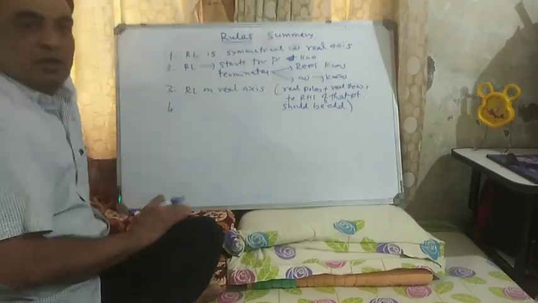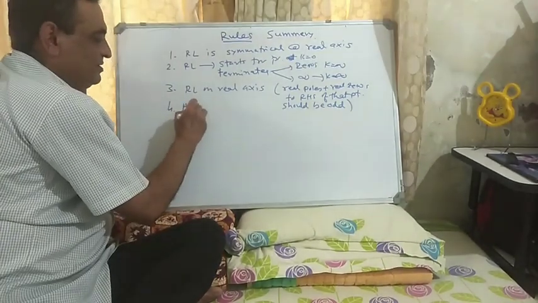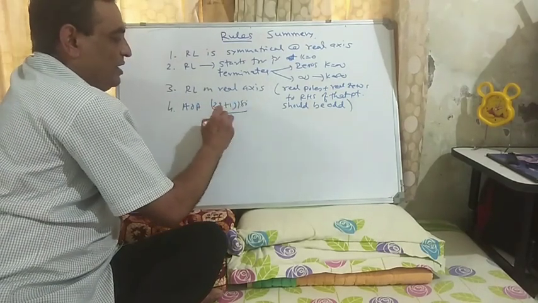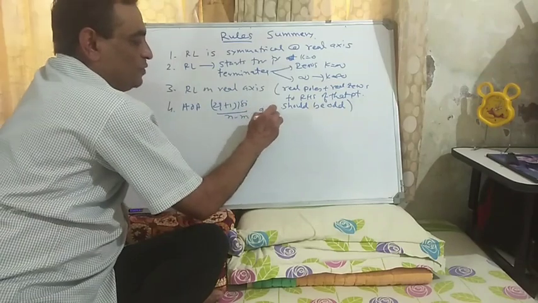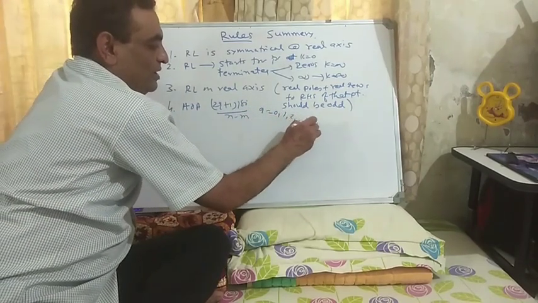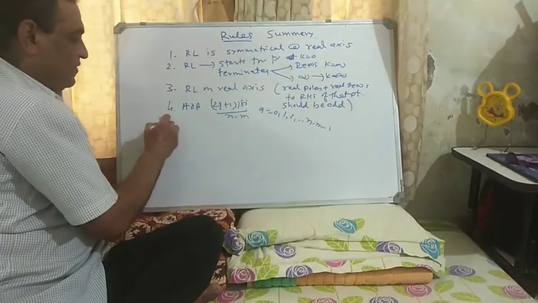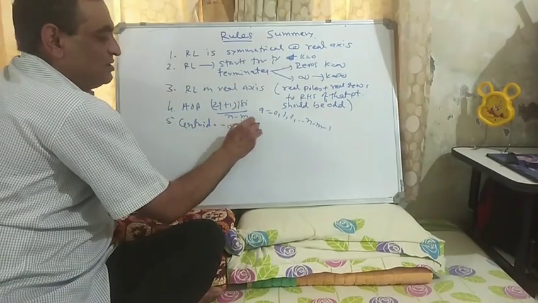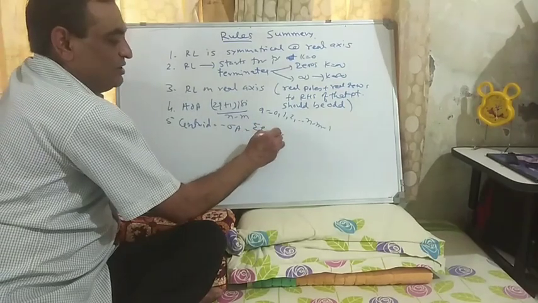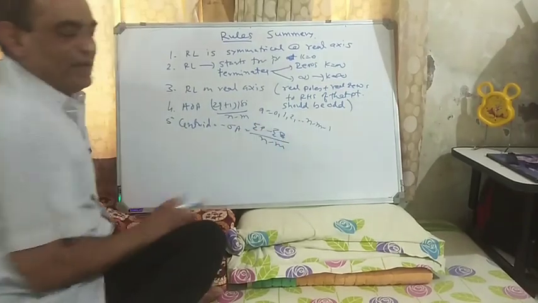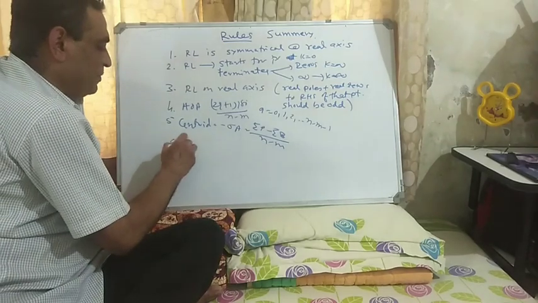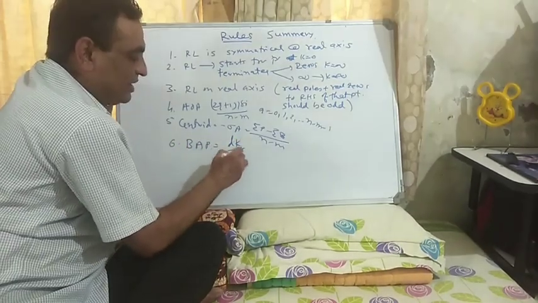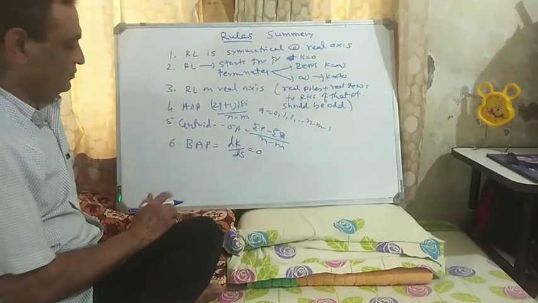Then the angle of asymptotes, that is (2q plus 1) into 180 upon n minus m, where q goes from 0, 1, 2 up to n minus m minus 1. Fifth, centroid, which is minus sigma a: sum of real parts of poles minus sum of real parts of zeros, divided by n minus m. Then the breakaway points you can calculate by taking dK by ds equals 0.